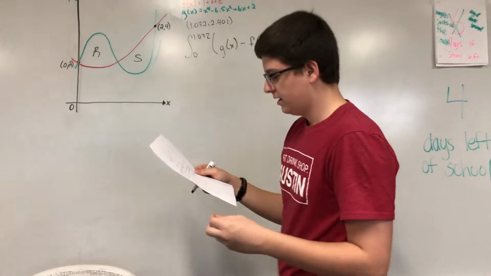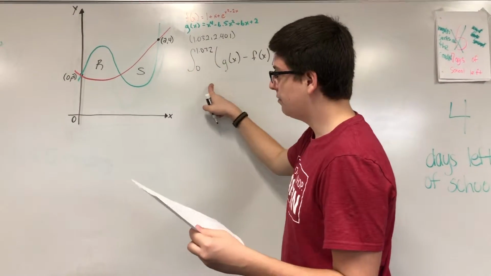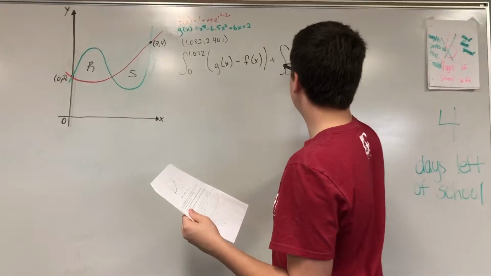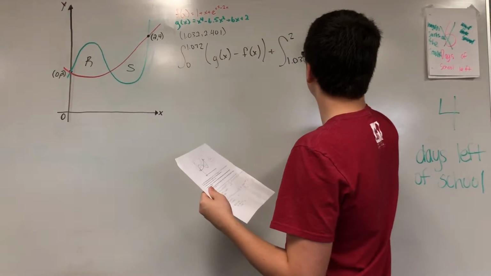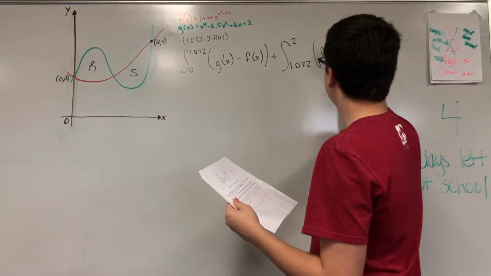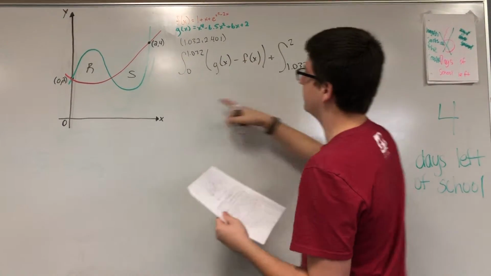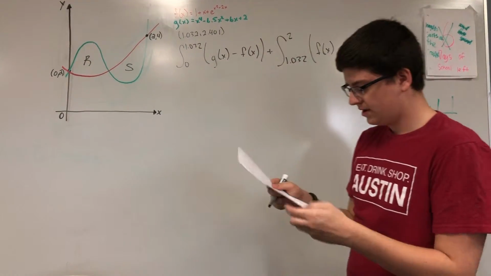Okay. Now we have to get S too, so we want to find the sum of both of them. So we're going to do another integral, this time from 1.032, the midpoint, up to 2. This one's going to be f of x minus g of x, because this time f of x is on top and g of x on the bottom, so it's upper minus lower.